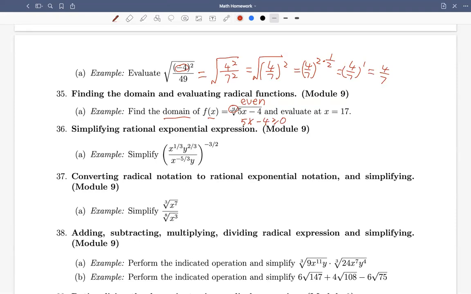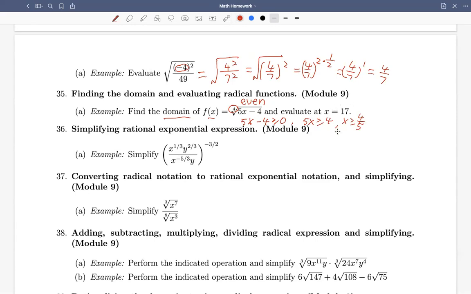If the index is odd, that's okay. The integrand, so inside under the radical sign is called the integrand. The integrand can be any number, can be 0, can be negative, can be positive. But when the index is an even number, the integrand 5x minus 4 has to be non-negative. Non-negative means greater than or equal to 0. So we have to solve this inequality. We add 4 on both sides, or we move -4 from the left-hand side to the right. We get 5x greater than or equal to 4. Then we divide by 5 on both sides. So x is greater than or equal to 4/5.